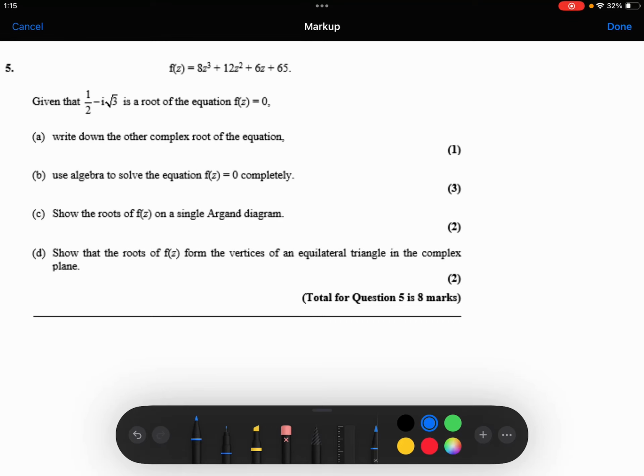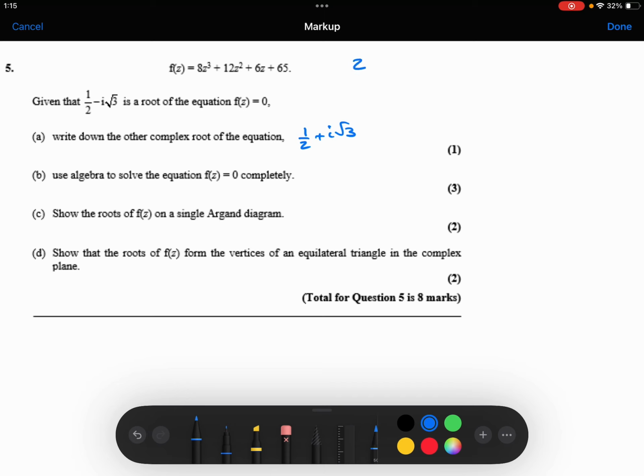We have our function f of z, and we're told that 1/2 minus I root 3 is a root of that equation. Therefore, we know that the other complex root of the equation will be the conjugate of that. So it will be 1/2 plus I root 3. Now, I can use those two roots to work out the quadratic factor of that cubic.